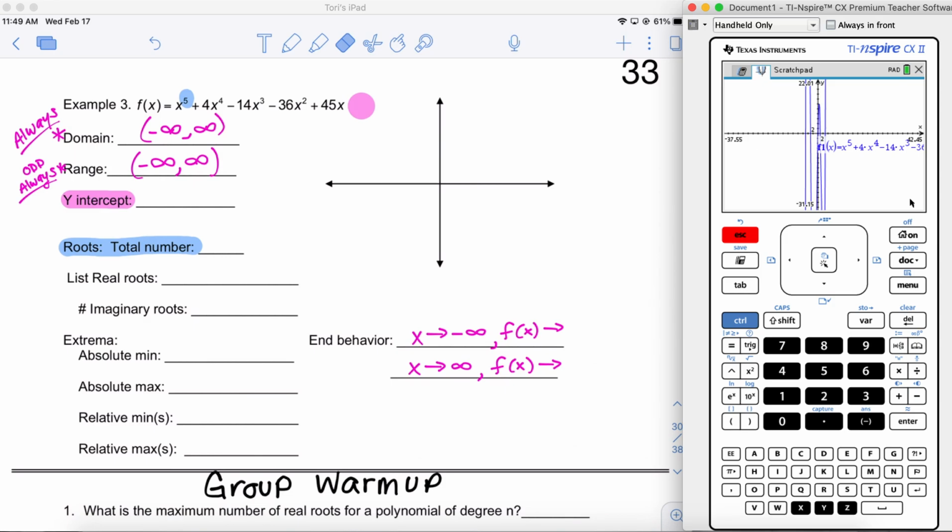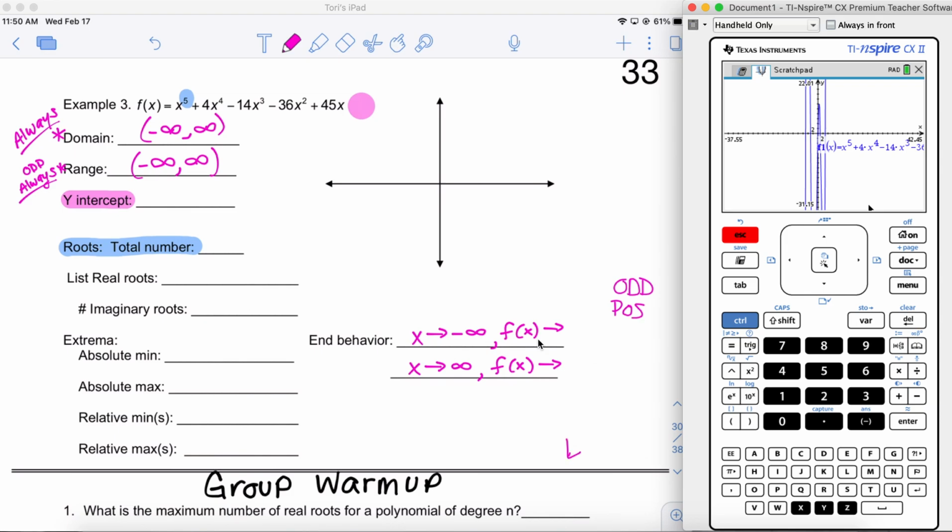All right, let's start on this one with the fact that it's an odd function means that my domain is negative infinity to positive infinity. The fact that it's an odd function means it's going to go up forever and down forever. So I have negative infinity to positive infinity. Filling in what I do already know, I know that my end behavior over here, it's going to be an odd function and it's going to be positive.